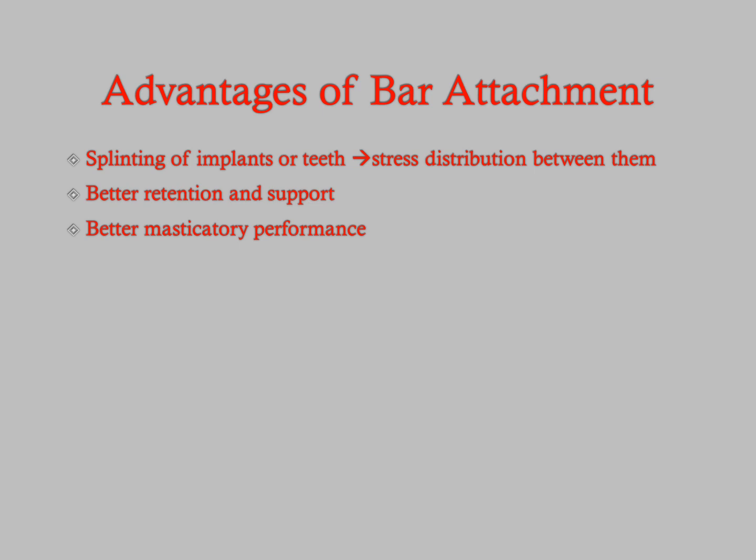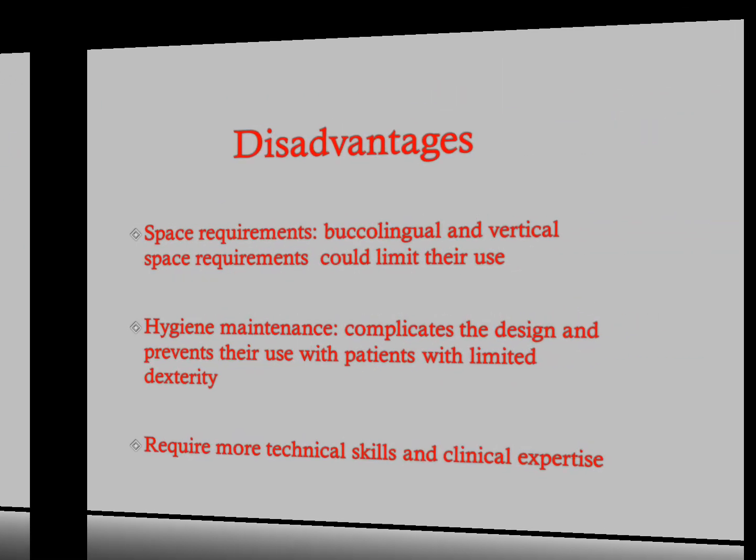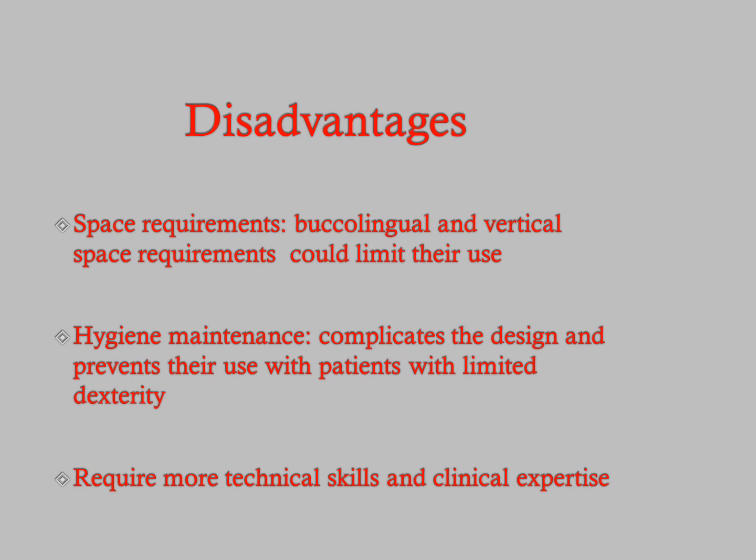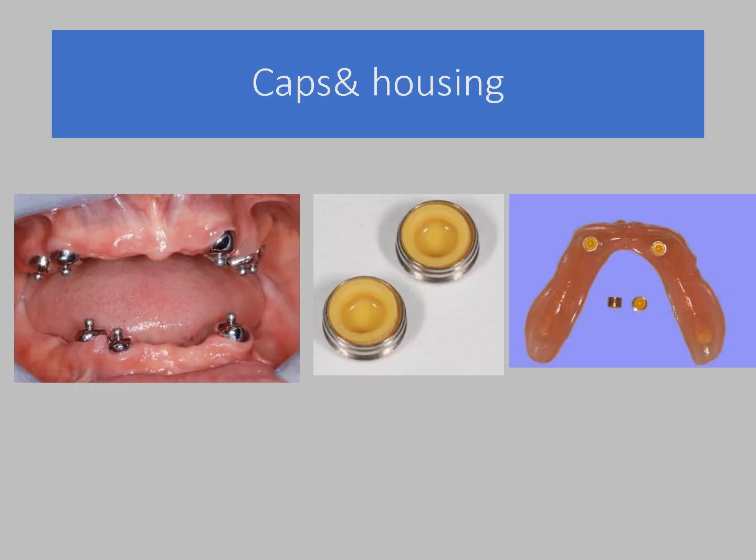What's the advantage of the bar? It's blending of implants. So you have stress distribution, better retention, better muscular performance. It's difficult, and as we said, it needs a huge prosthetic space and a high vertical dimension, and we need some sort of technical skills. This one is the housing, and the clip, as we said, will be in the denture itself. This is a way to put it in the denture. It's called the pickup, and we can transfer it, as we said, in other issues.